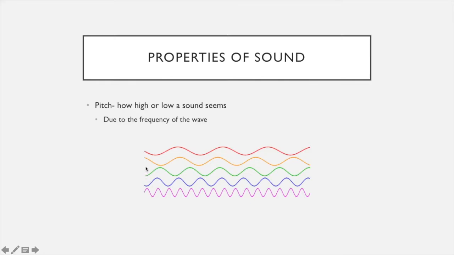So if these were sound waves, waves of high pressure, low pressure, high pressure, low pressure, traveling through the air, this red one would sound very, very low, while the purple one would sound very, very high, right? Pitch is due to the frequency of the wave. I think that's pretty simple to understand.